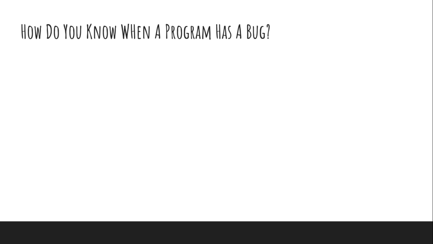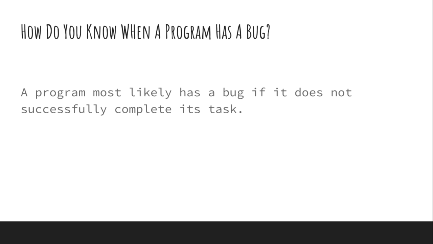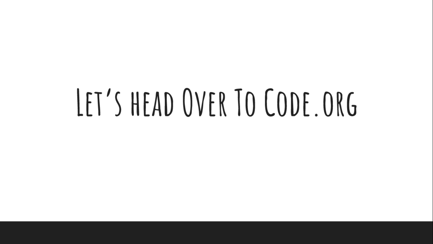So how do you know when a program has a bug? A program most likely has a bug or an error if it does not successfully complete its tasks. So maybe you were supposed to reach a certain point in a game and you couldn't get there. Or maybe you were doing the artist program and it didn't draw the right shape. It's usually pretty obvious because you can see that it doesn't work right. And then you have to go and look through your code and find the error.